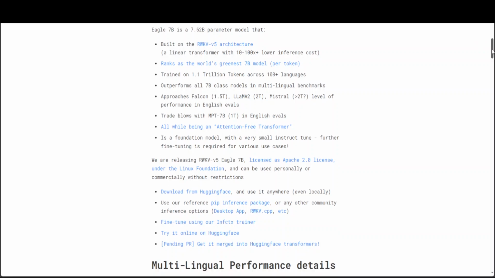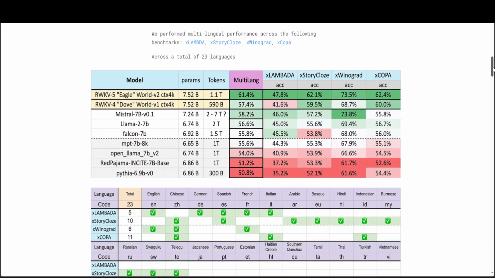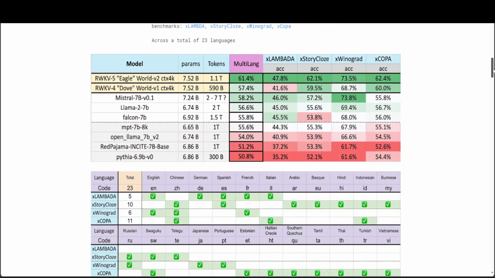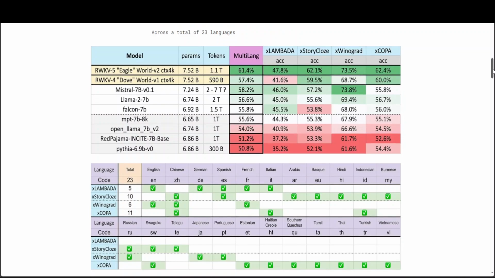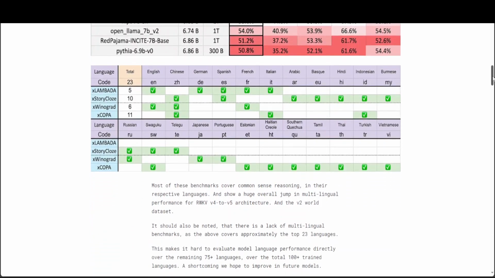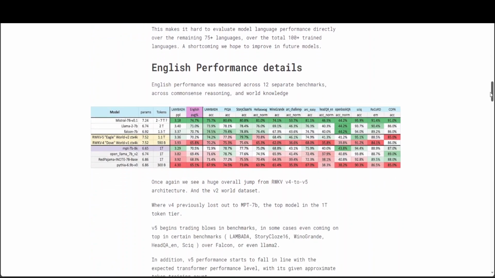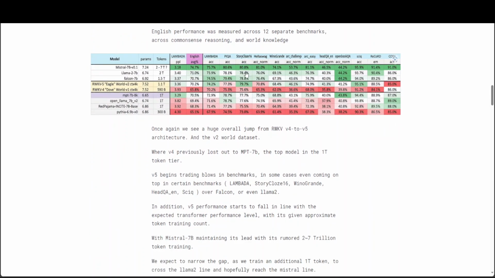Eagle 7 billion is not just about raw power, it's a foundation model that requires minimal instruct tuning, making it adaptable to a wide array of use cases. So for example, if you look at these benchmarks, you can see that on a lot of benchmarks it has even outperformed the big names like Red Pajama, Open Lava, even MPT. Same goes with the language code, and then the English performance detail. This one is amazingly surprising, where it has beaten Mistral.